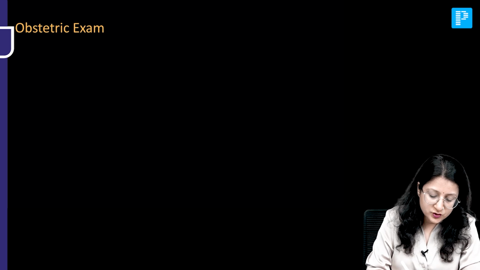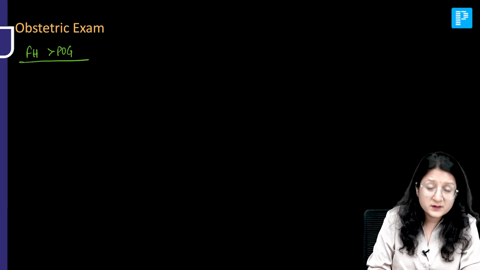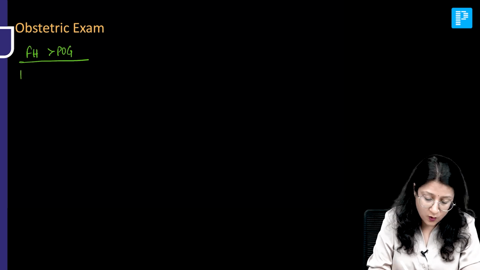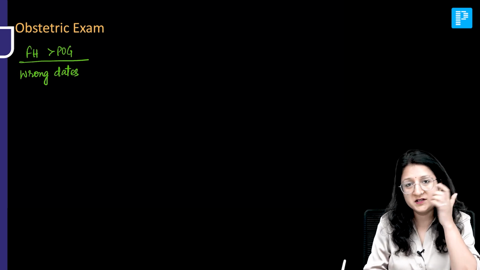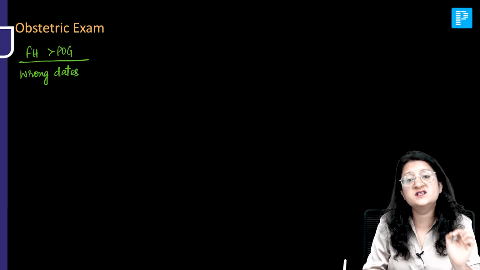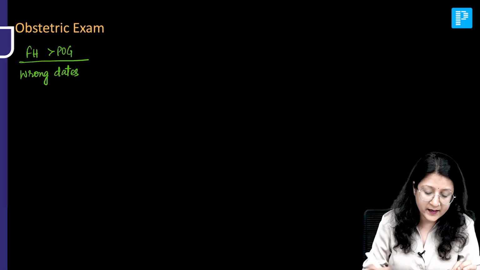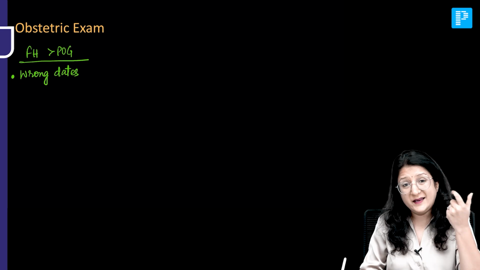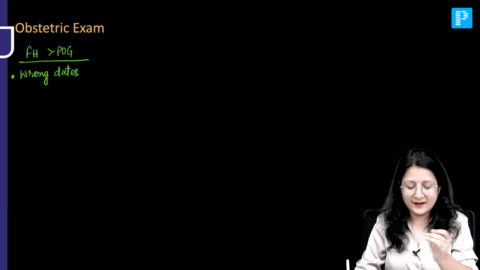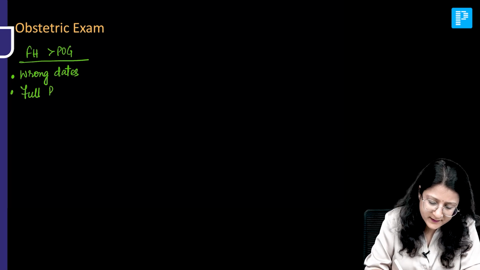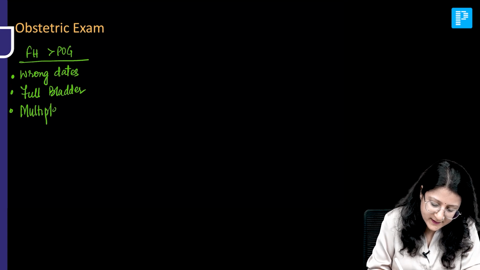Sometimes you can have a situation where your fundal height is more than the period of gestation, right? Then you think about, first of all, wrong dates. Maybe whatever dating calculation, LMP calculation, POG calculation you had done was wrong. So revisit your menstrual history, revisit your calculation. Okay, wrong dates could be one of the reasons. Maybe wrongly given, maybe wrongly calculated, whatever. So revisit the entire menstrual history and dating history again. A full bladder could be another reason, right? And yes, of course, there could be multiple pregnancy.